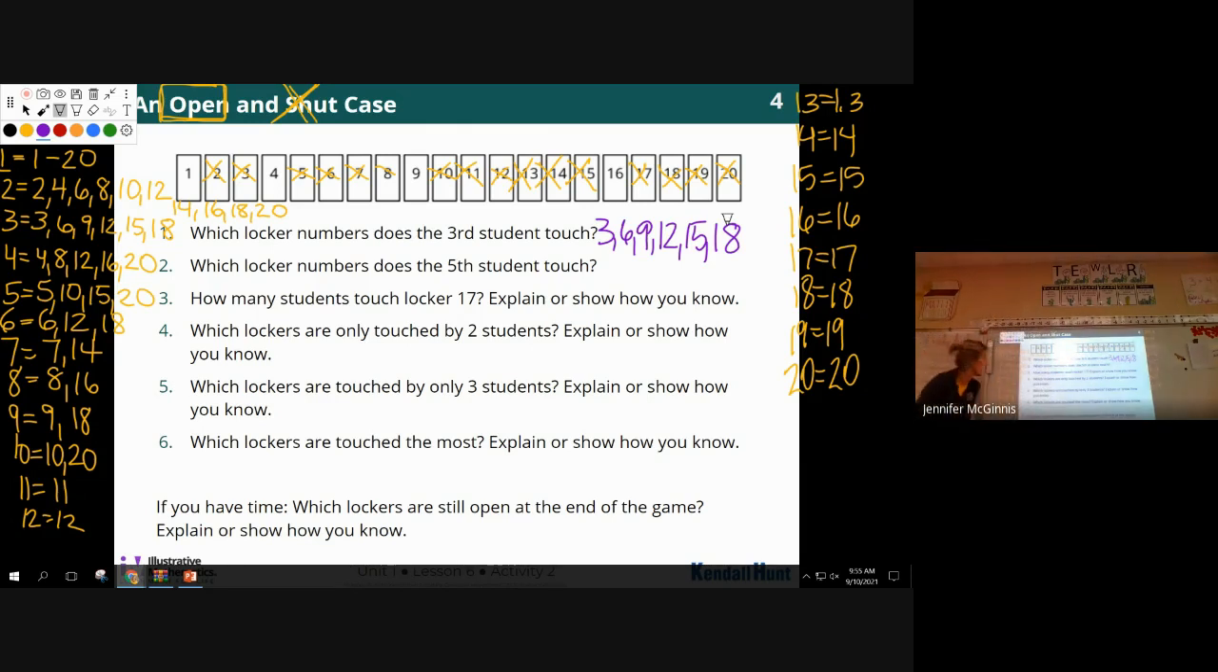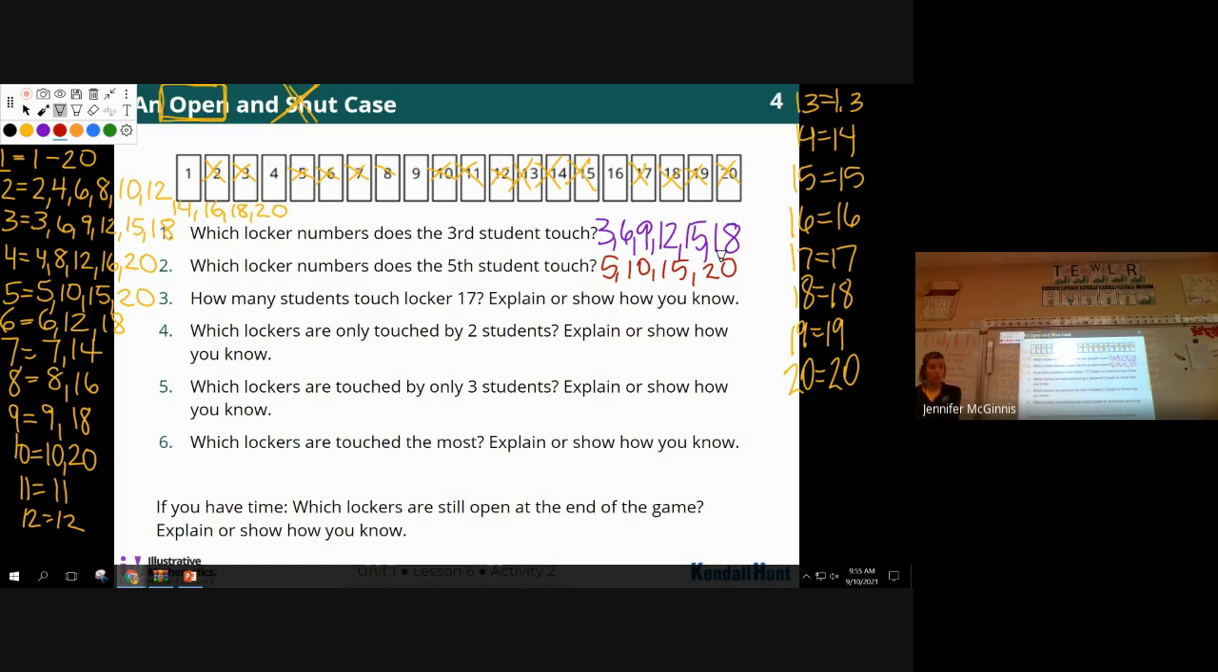Good. Very good. Now, which locker numbers does the fifth student touch? Riley? The fifth student touches 5, 10, 15, and 20. How many students touched locker 17? Gabe? 1. How do you know that, Gabe? Because if you counted 17 again, it would go past 20.